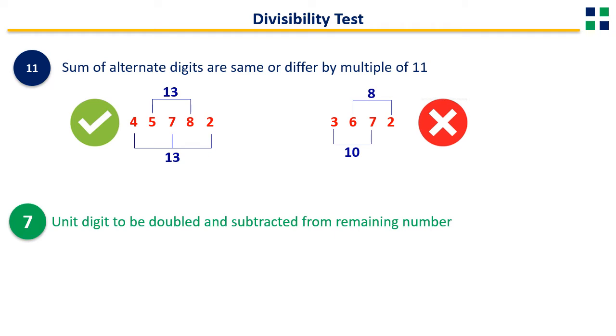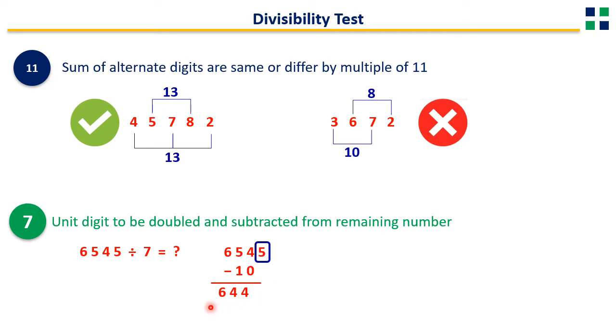For the number 7, what is the test? The unit digit is to be doubled and subtracted from the remaining number. For example, I want to check whether 6545 is divisible by 7 or not. So what I will do, from the given number, I will separate out the unit digit 5 and double it, that is 10, and subtract it from the remaining number 654. So I got 644.